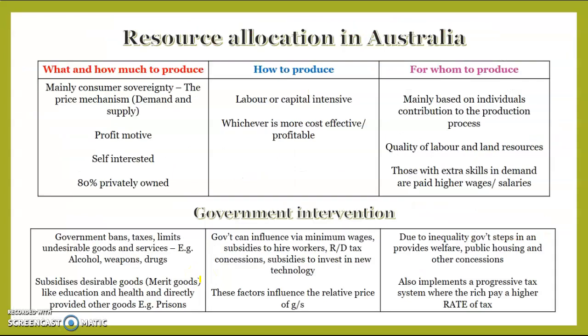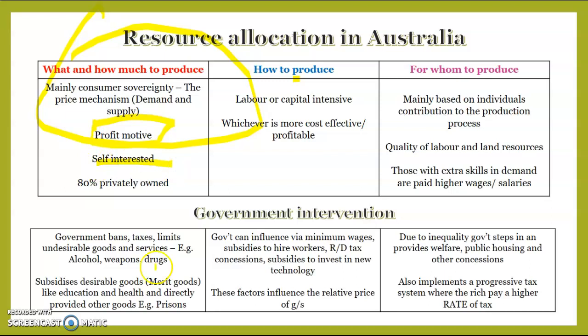It's also important how we allocate resources in Australia, so how we answer the three economic questions, which are what to produce, how to produce, and for whom to produce. What to produce is basically, how do we choose what goods and services are produced? In Australia, because we're mainly a market economy, it's mainly based on demand and supply. So when there's more demand for products, we produce more of them because it will generate higher profits, and producers do that because they're self-interested.